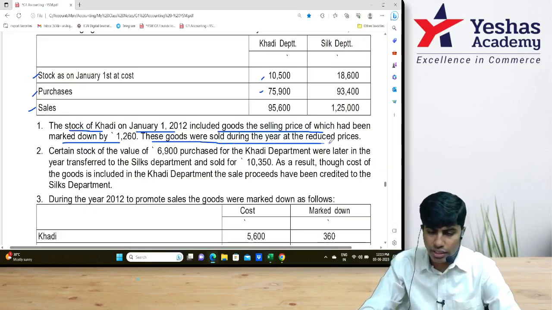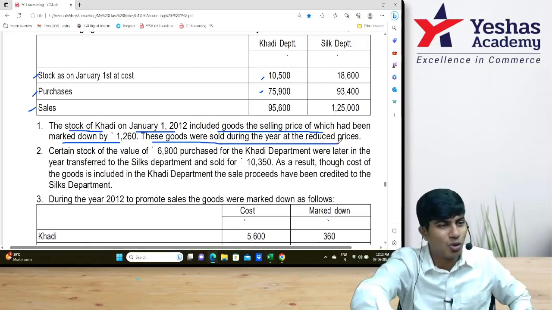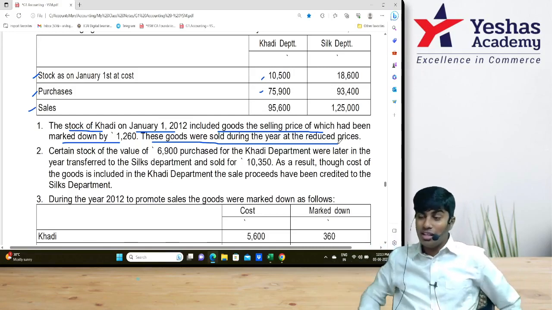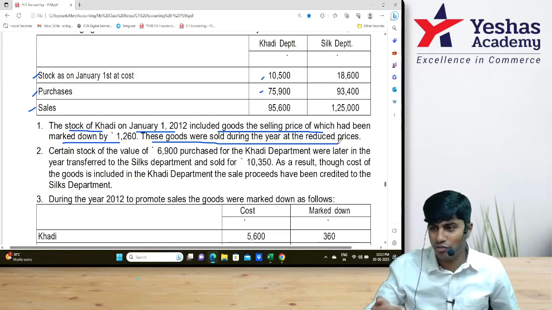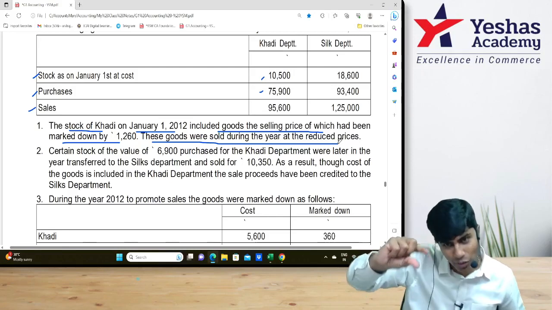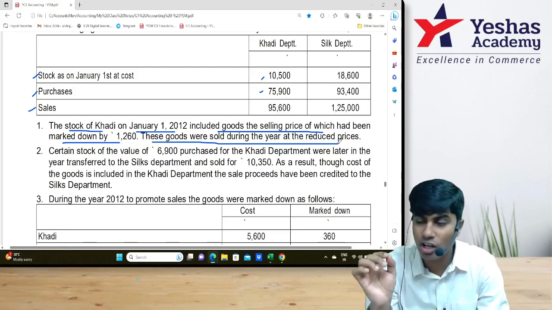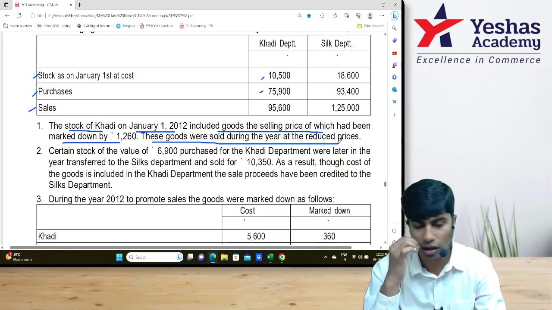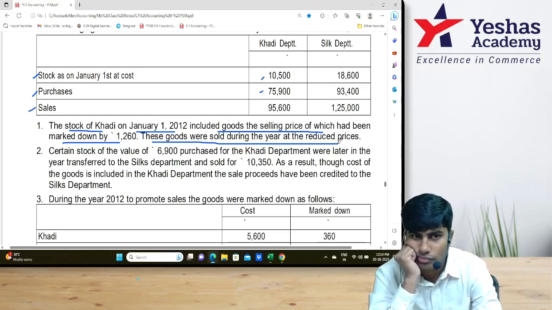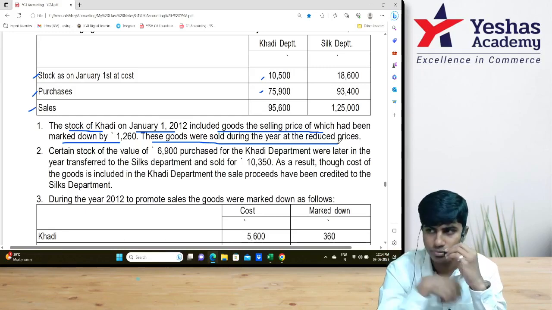These goods were sold during the year at reduced prices. You know why? If they had not been sold, that would have reflected in closing stock, and we would have been supposed to mark down our closing stock also. They've sold. What if they had sold part of it? If 80% of this stock is sold and 20% is still there, then markdown has to happen for 20% of 1,260. But here the entire stock is sold. Underline that. So no markdown is required in closing stock. Got it?